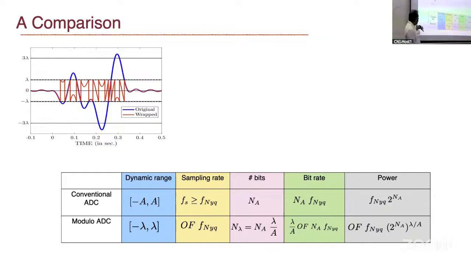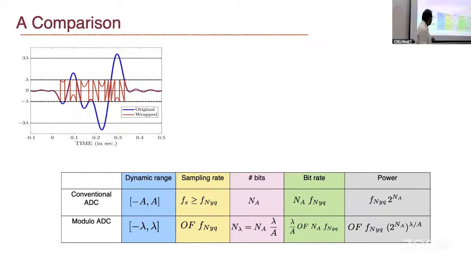Now we come to the modulo ADC. Look at those numbers. The dynamic range is minus lambda to lambda. I said I'm sampling at the oversampling factor times Nyquist. Because the dynamic range is small, I need a smaller number of bits. The step size is the same. So here the number of bits is n_lambda, which could be smaller. A is always much greater than lambda, right? A is the dynamic range of the signal. Lambda is the dynamic range of your ADC. So n_lambda is smaller than n_A. You can use fewer bits.